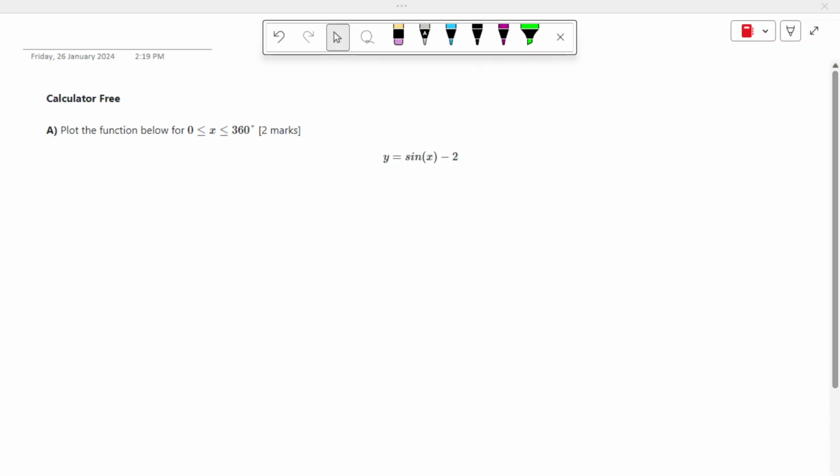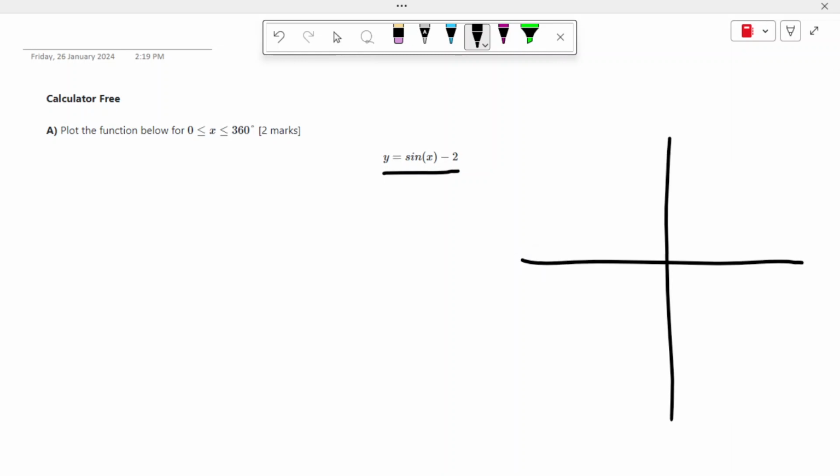We are going to try and plot this function here when the input is from 0 degrees to 360 degrees. What's really important is this concept of the unit circle. So let's start off with that. Okay, so what we're going to say is this is our x input, and then this is our y.